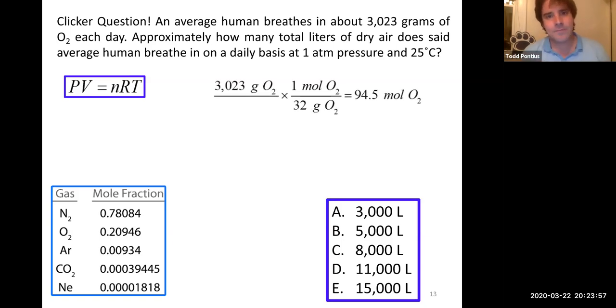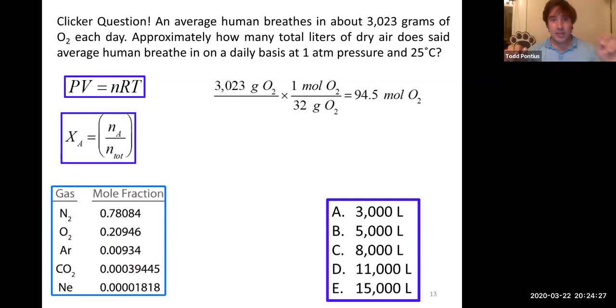First, we need moles. So we'll take those 3,023 grams of oxygen, divide by the molar mass of oxygen, and that ends up being 94.5 moles of oxygen. But is oxygen the only gas present in our atmosphere? Thankfully, no, because if it was just oxygen, the atmosphere would be very combustible. Also, oxygen is really reactive. We don't want to have that much oxygen. You do want oxygen, just not all oxygen.